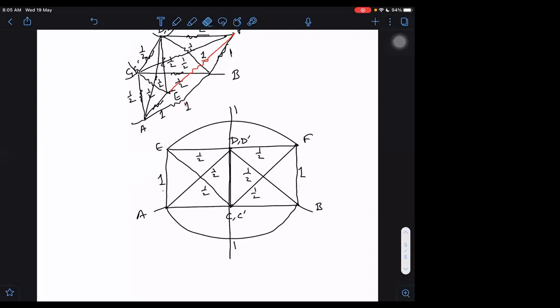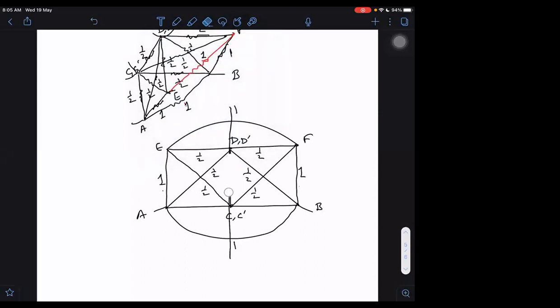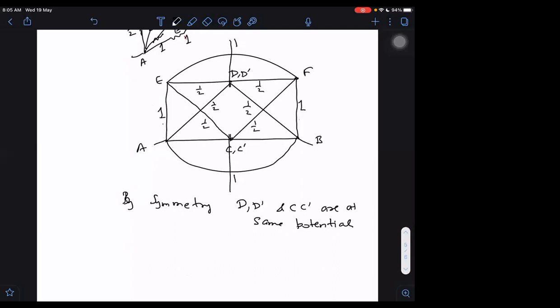If I join together, will it help us? Or will removing help us? Let us check once. If I remove it now, joining is better. By symmetry, D dash and C dash are also at same potential. So if I join them together, then many will come now again in this. Let me note this one and this one.